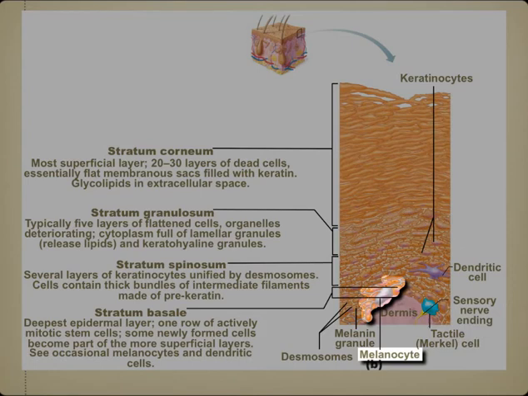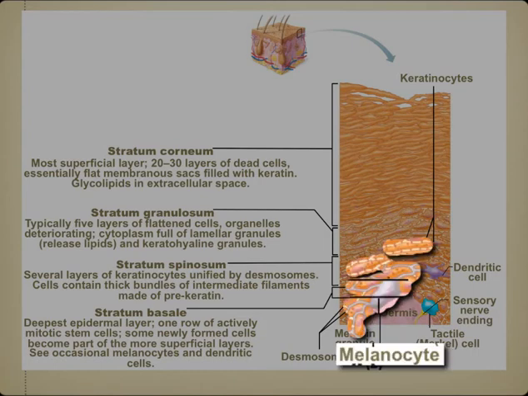The next cell is an interesting one. It's a melanocyte, and it lives in the deepest layers of the epidermis. It makes the pigment melanin, which is the compound that gives your skin color. And I want you to notice that a lot of the keratinocytes around this cell have color granules in them.